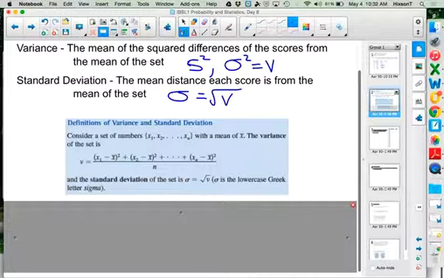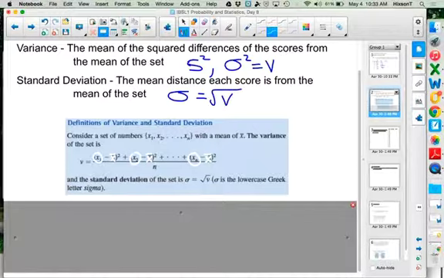So notice what we're doing here. We're taking each score. Here's x1, x2, x3, x4, all the way to x sub n. Each one of those we are subtracting x bar, the mean. And then we're squaring that. We square it to make sure they all end up being positives. Then we add them together and divide by n.